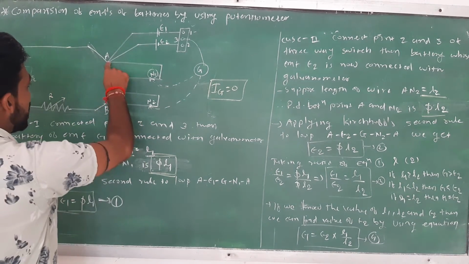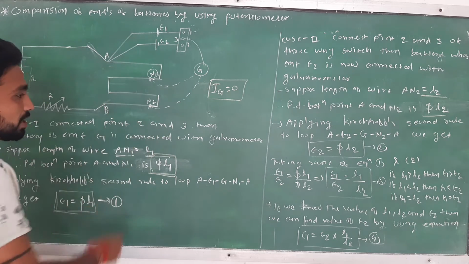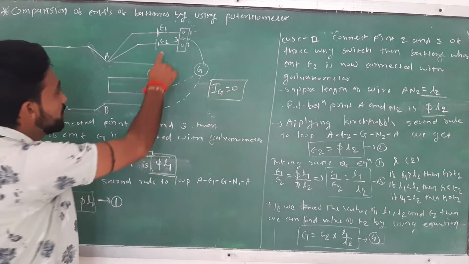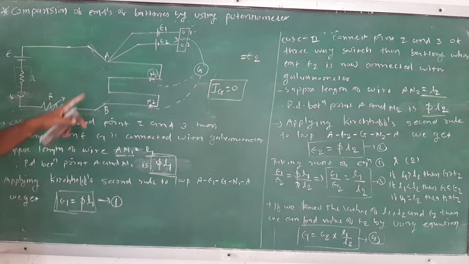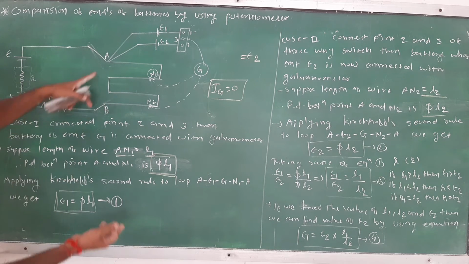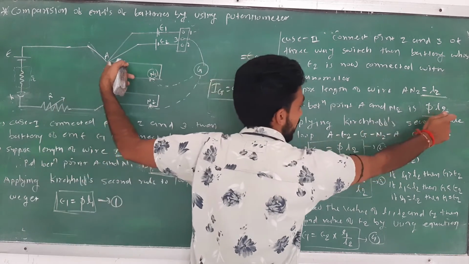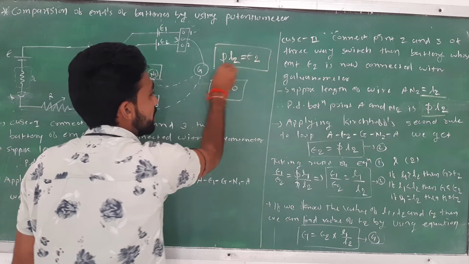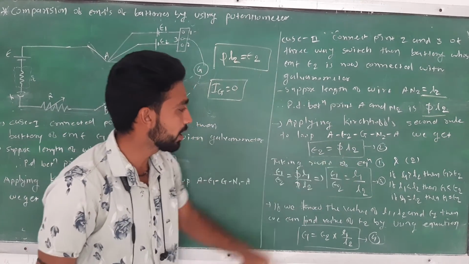Now we have the loop A, epsilon 2, G, N2, and B. Now we are applying Kirchhoff's second rule, the same rule. We have the EMF epsilon 2 and the potential difference across the resistor, that is the wire. So that potential difference is φ·l2. This is your second equation. You can write it like this: epsilon 2 is equal to φ·l2.